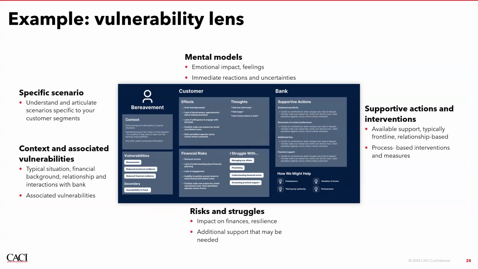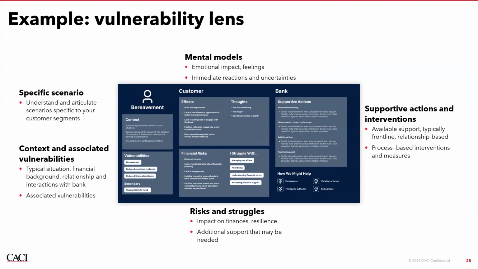As I mentioned, the scenario should be relevant to your segments and your personas. And the example here is of a bereavement scenario. You can, of course, structure it in many ways, but the goal here is to make sure it creates empathy and brings to light the key factors needed for decision-making around customer journeys.